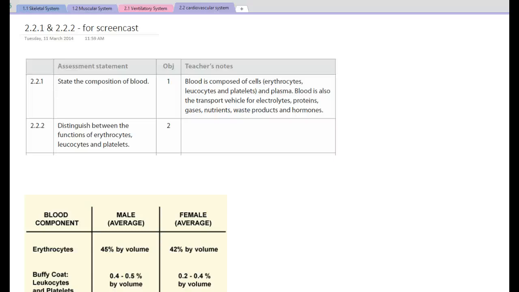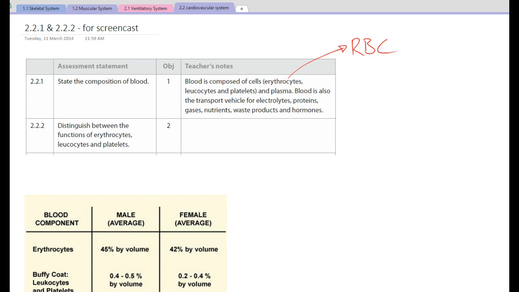This screencast is looking at 2.2.1 and 2.2.2 of the cardiovascular system. So starting off with 2.2.1, the composition of blood. The teacher's notes indicate that we need to look at the three different types of constituents of blood. The first being erythrocytes. Erythrocytes are what we would have normally referred to as red blood cells.